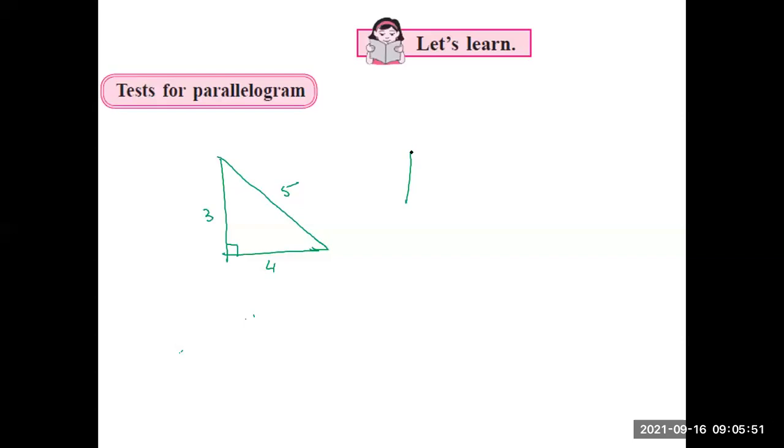But if I give you a quadrilateral like this and I ask you to prove that this is a parallelogram, how can you prove it? Right? That is the question. What different tests can we use to prove that this is a parallelogram? That is what we are going to learn in this class. Okay. So there are a few tests. There are 4 tests to prove that a given quadrilateral is a parallelogram.